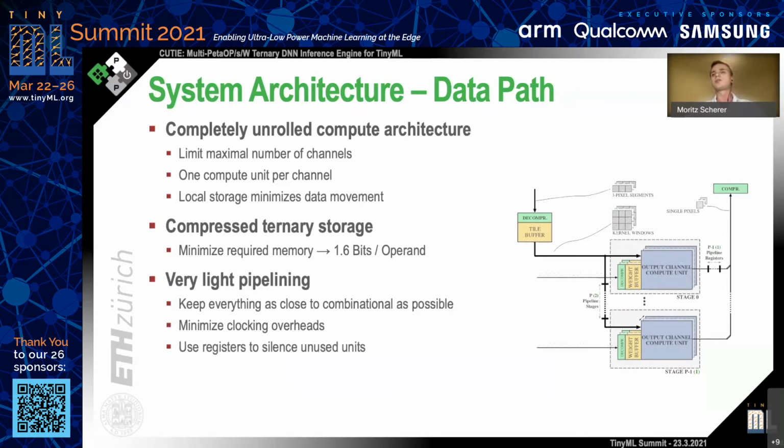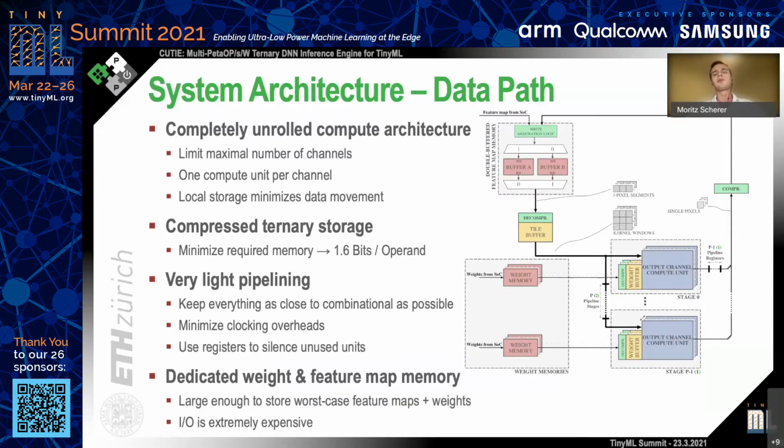We introduce some very light pipelining. We really try to keep everything as close to combinational as possible, again, to minimize overheads. And we reuse those registers to silence unused units.